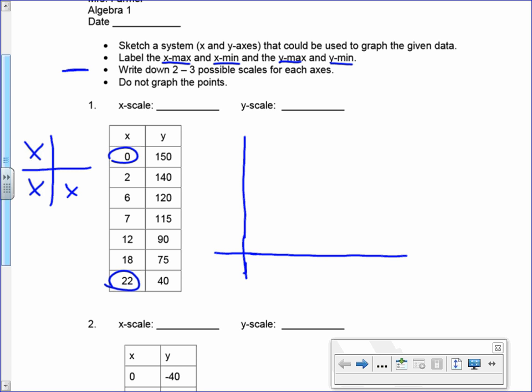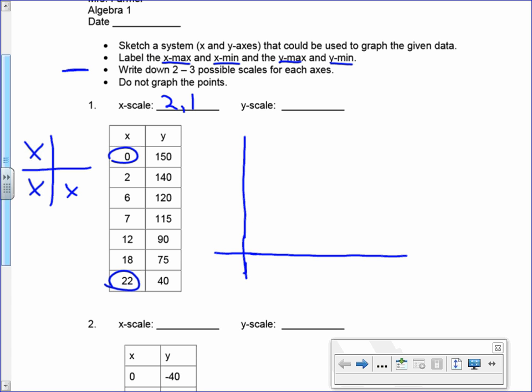Now look at your data. You've got 0, 2, 6, 7, 12, 18, 22. What do you think you want to count by? You've got to get out to at least 22. 2s? That seems like a good thing. What is another possibility? Well, yeah, you can go by 1s. If you have a bigger piece of graph paper, you're going to go by 1s. What if you have to get on there and the 2s doesn't work? Or the next choice would probably be 5s.